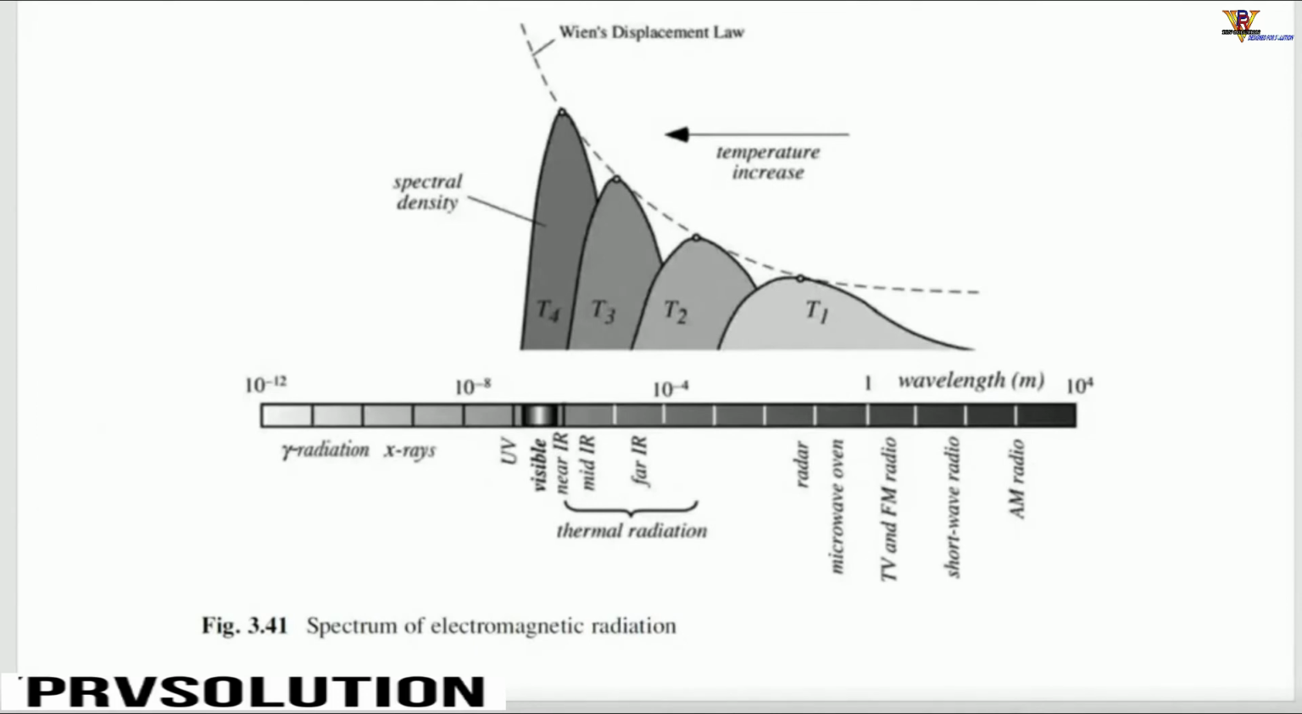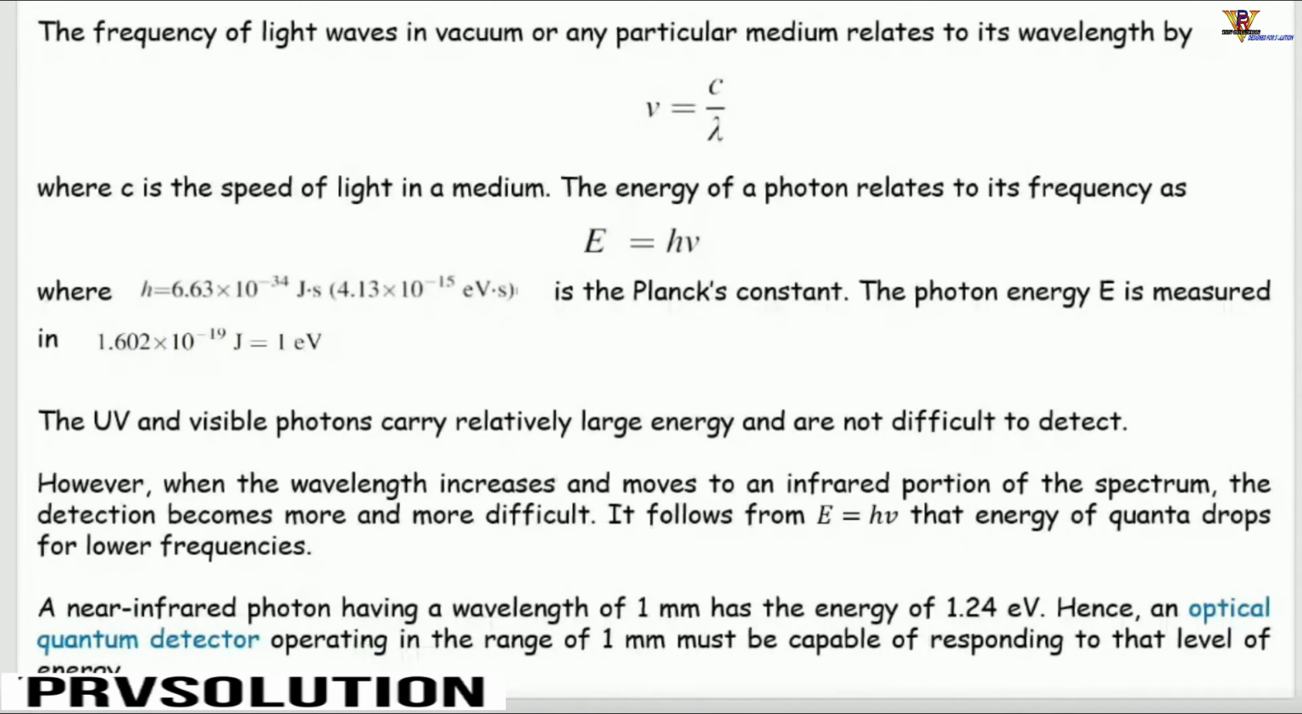So with this, we have the speed of light, means the velocity of light in vacuum as C naught. So the frequency of light wave in vacuum or any particular medium is related to its wavelength. This is the frequency of light wave, represented by nu. It is equal to C by lambda. This is frequency, where C is the speed of light in a medium. It is not the speed in vacuum.